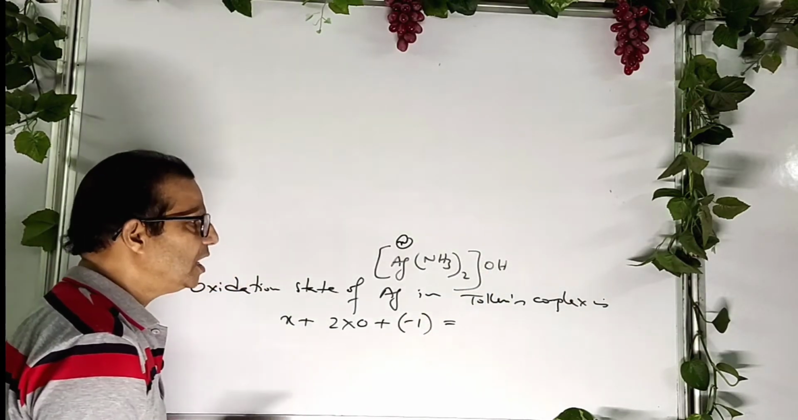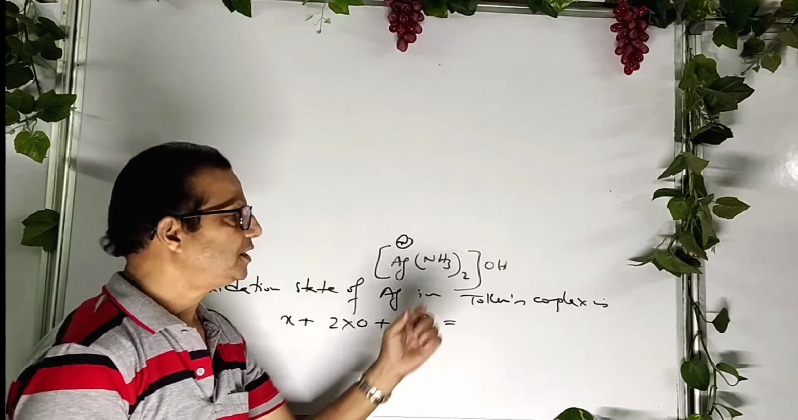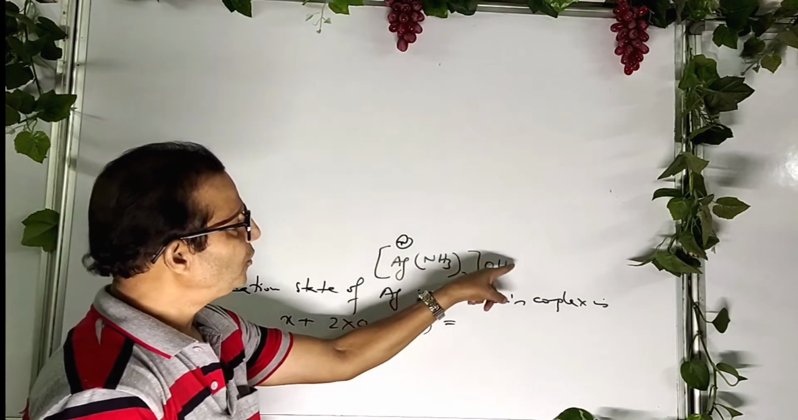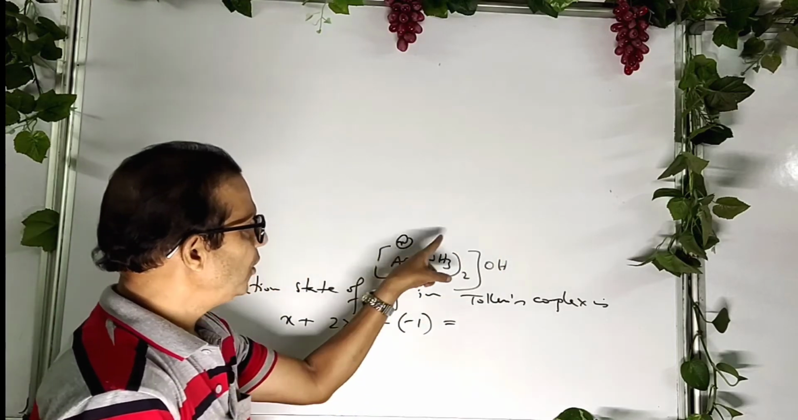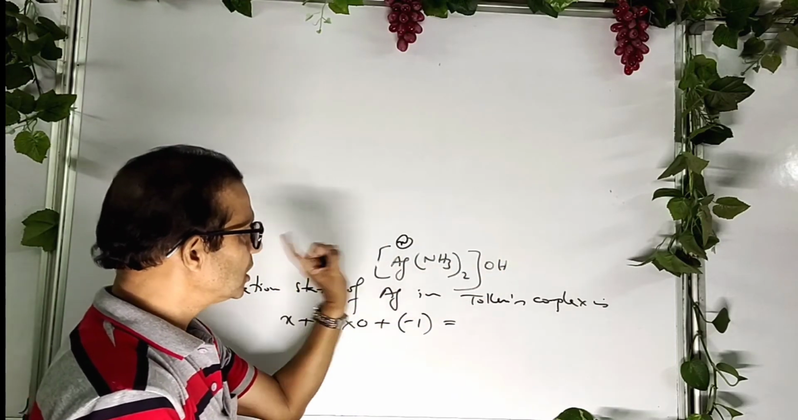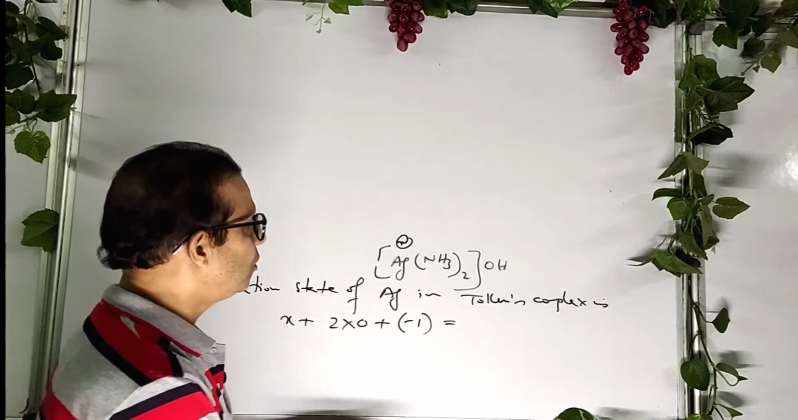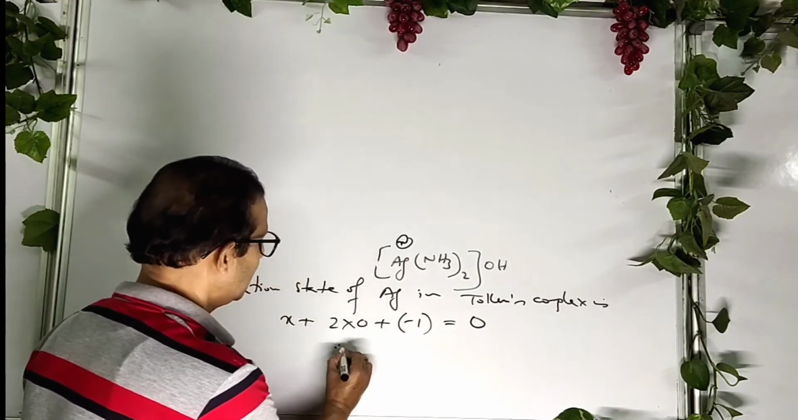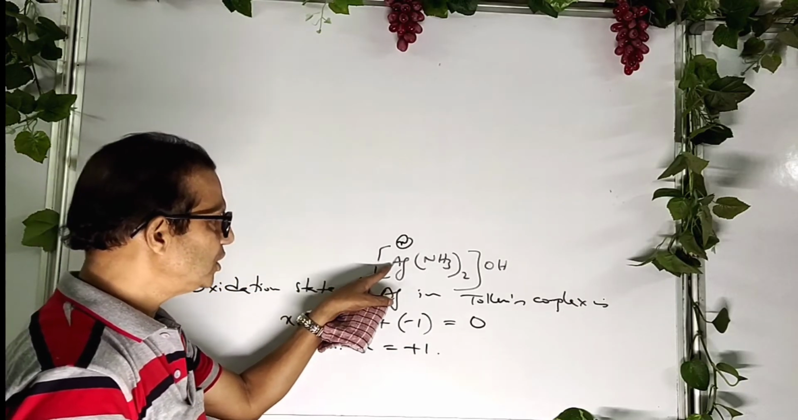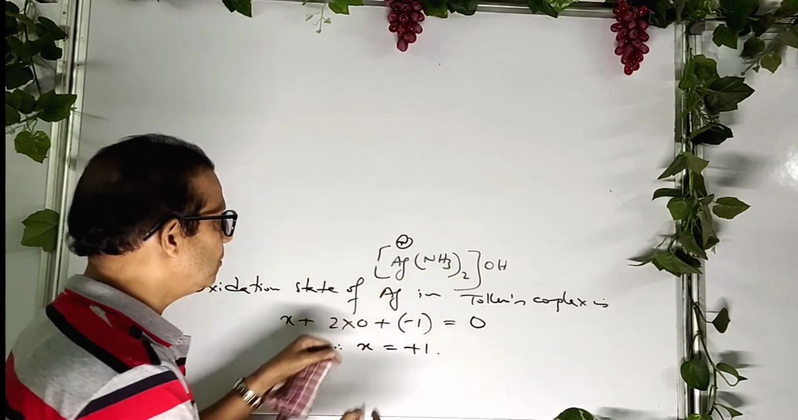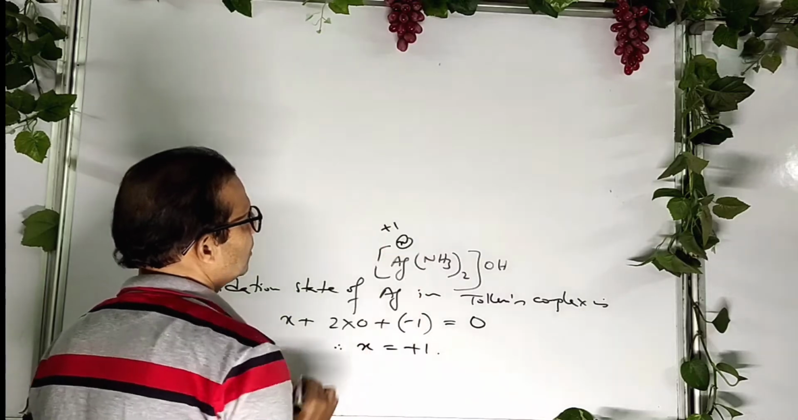And do you know what is the rule to find the oxidation state? For a neutral compound, because no charge is there, the sum of oxidation states is always equal to 0. Therefore, X equals +1. So, the oxidation state of silver in Tollens complex is +1.